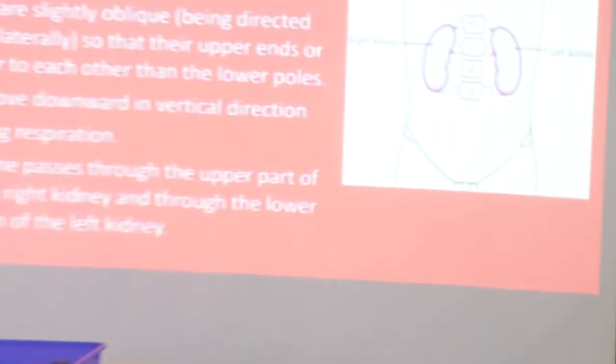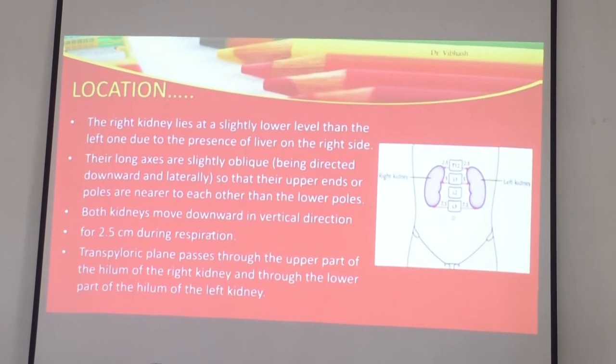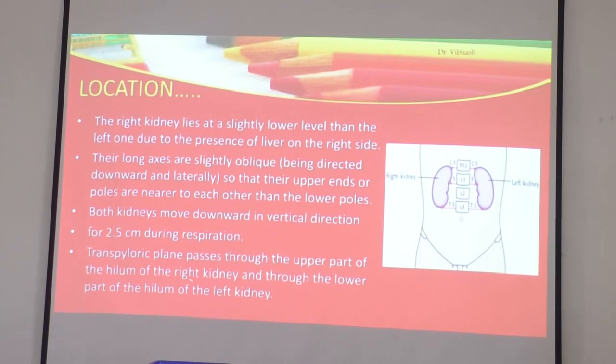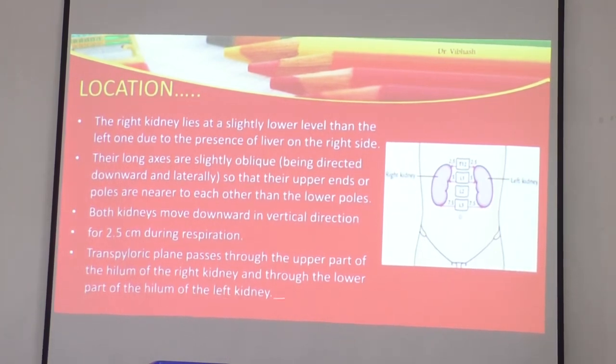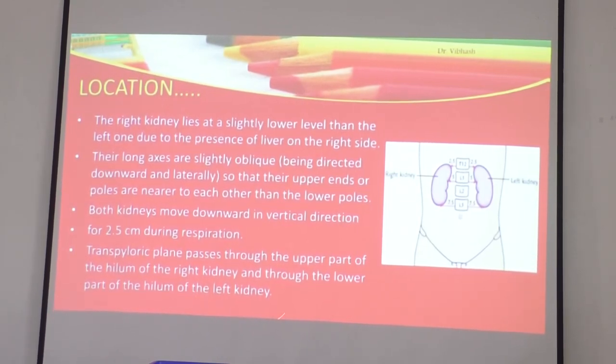So both kidneys, the long axis of the kidney is slightly oblique, being directed downward and laterally, so that their upper ends and poles are nearer to each other than the lower poles. Both kidneys move downward in a vertical direction for 2.5 cm during respiration. They move almost 2.5 cm. The transpyloric plane passes through the upper part of the hilum of the right kidney and through the lower part of the hilum of the left kidney because the right kidney is lower in position than the left kidney.